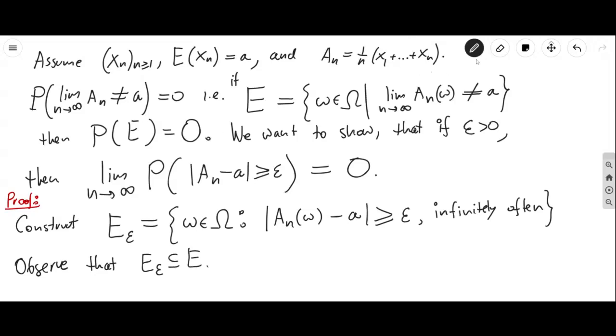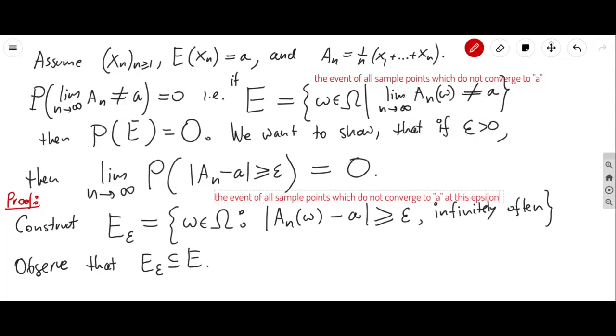Okay? And if you're confused by that, let me explain this again. E consists, basically, this is what E consists. This is the event of all sample points which do not converge to A. Now, I'm being a little bit sloppy here. I'm not really talking about the sample points. I'm talking about the sample points evaluated with these averages, but I'm trying to keep it short. So this is the event of sample points which do not converge to A, whereas this is the event of all sample points which do not converge to A at this epsilon threshold.